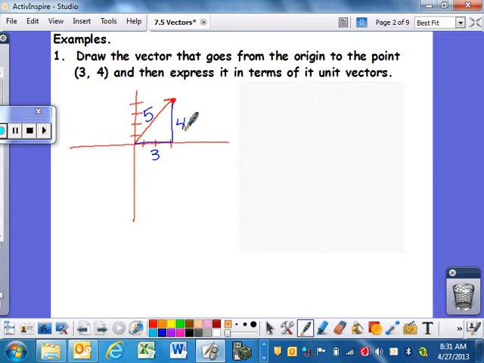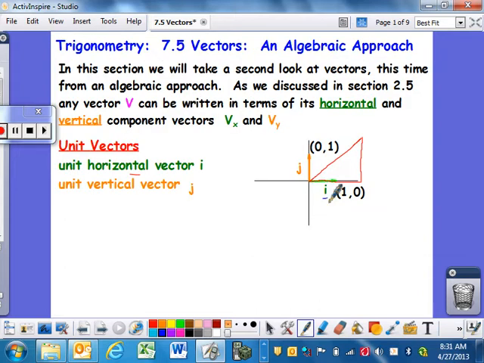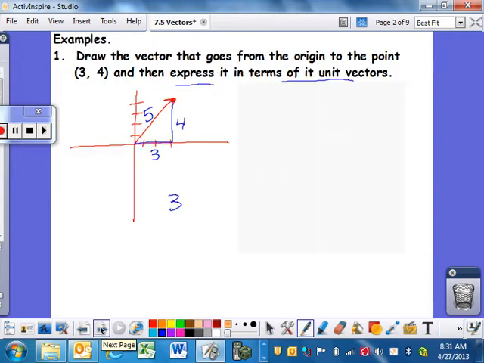And then your way to express it in terms of unit vectors. There's two ways to do this. We call it standard form, which you say that 3 on the horizontal vector, which we call the i vector, okay? So we can go 3 i vector, that's kind of how you say it, or the notation for it, and then 4 in the j vector direction. This is what we call standard form.